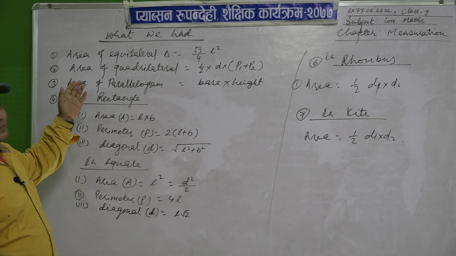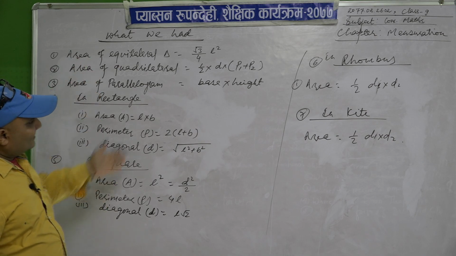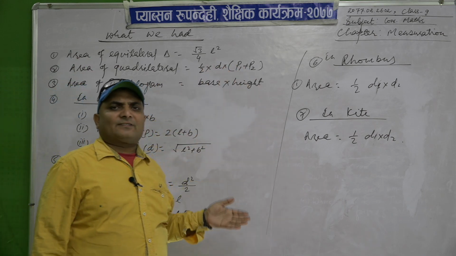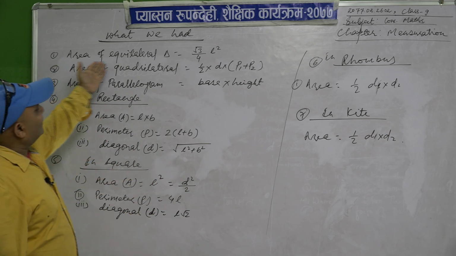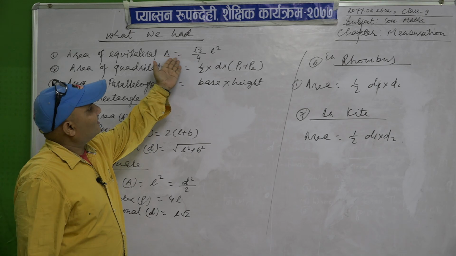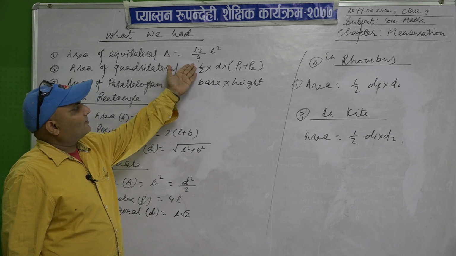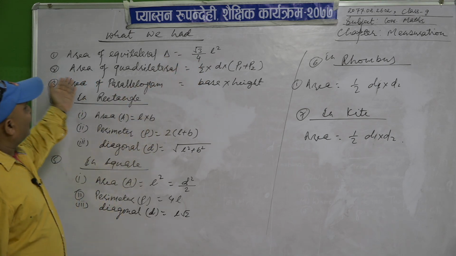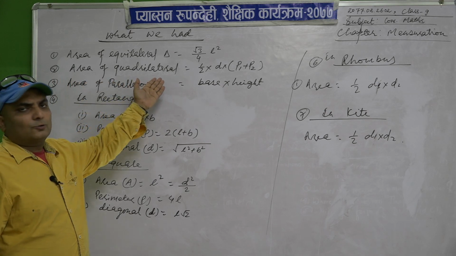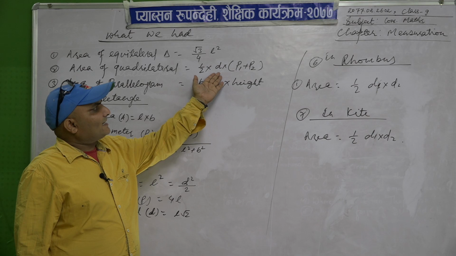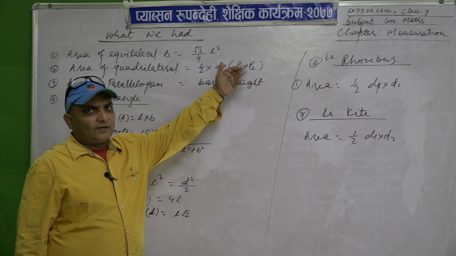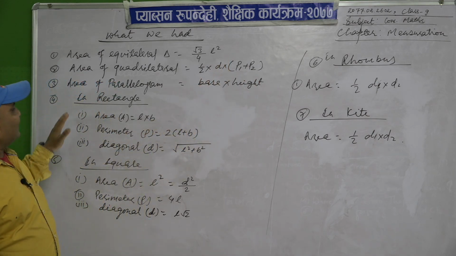What we had in our previous class, I have written the recap of the previous class. We discussed the equilateral triangle, with formula under root 3 by 4 L square. Similarly, we derived the formula of quadrilateral: 1 by 2 into D, the diagonal, into P1 into P2. We have already discussed this in the previous videos.